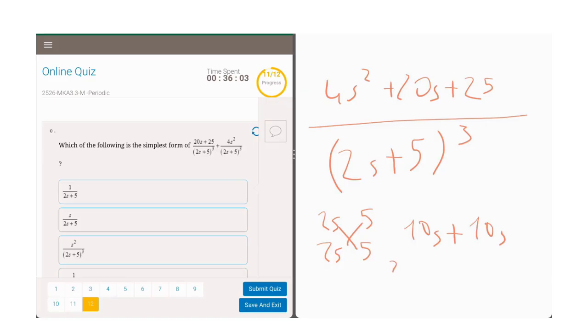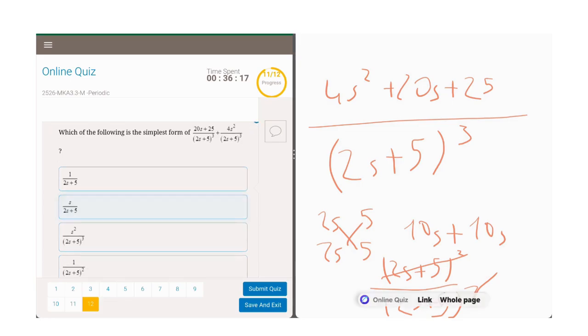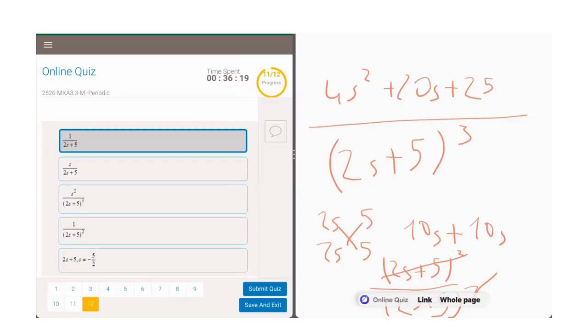So we'll have 2s plus 5 squared over 2s plus 5 cubed. Once we cancel out, we'll have just 1 over 2s plus 5 left. That will be the final answer in simplest form.